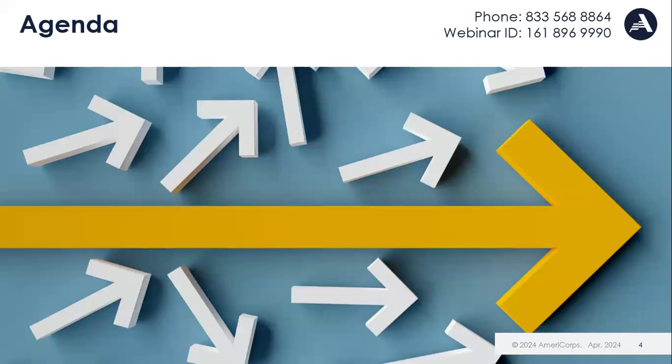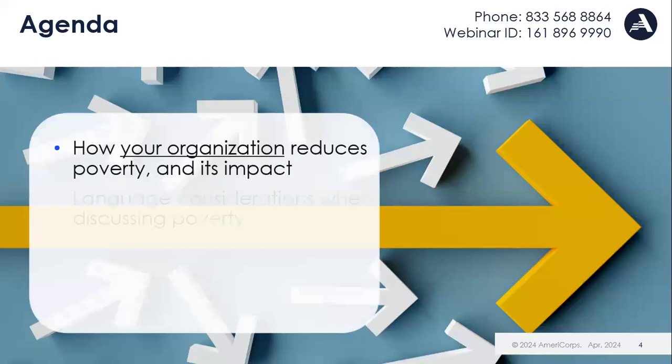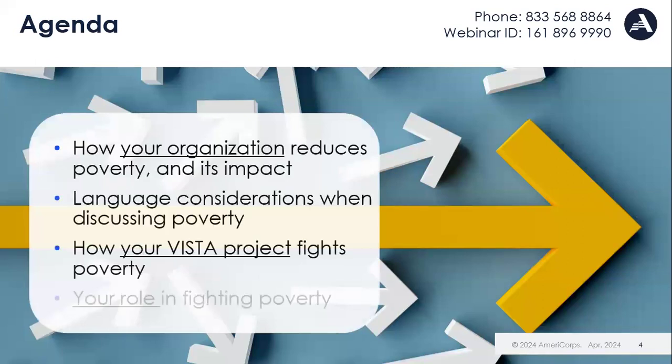or if you'd like to explore this topic more in depth. Now, in our webinar today, we'll begin by discussing how your organization reduces poverty and your organization's impact on the community. We'll touch on some language considerations to keep in mind as you discuss poverty. Then we will hone in on your VISTA project and how it addresses poverty. And finally, we will talk about your personal role in fighting poverty in terms of the capacity building activities that you do during your VISTA service.